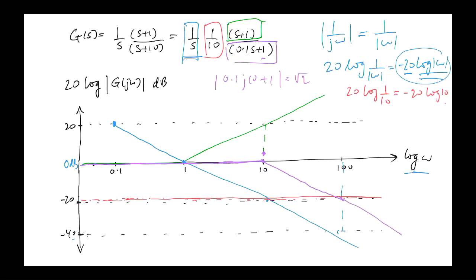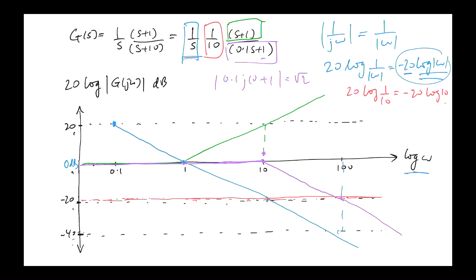Okay, so that's what each of the components looks like. And so we just have to add them together, and we're adding together on this dB scale. Okay, so that's 20, that's 0, that's minus 20, that's minus 40.